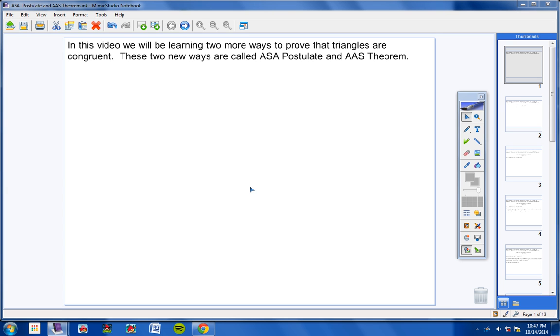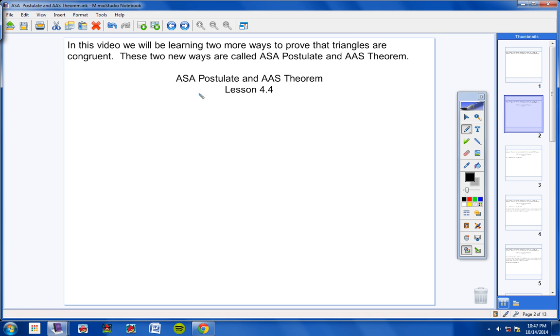Okay, geometry students, in this video we will be learning two more ways to prove that triangles are congruent. These two new ways are called ASA postulate and AAS theorem, and of course they stand for angle, side, angle, and angle, angle, side. Okay, your heading for today will be angle, side, angle postulate, ASA postulate, and angle, angle, side theorem.